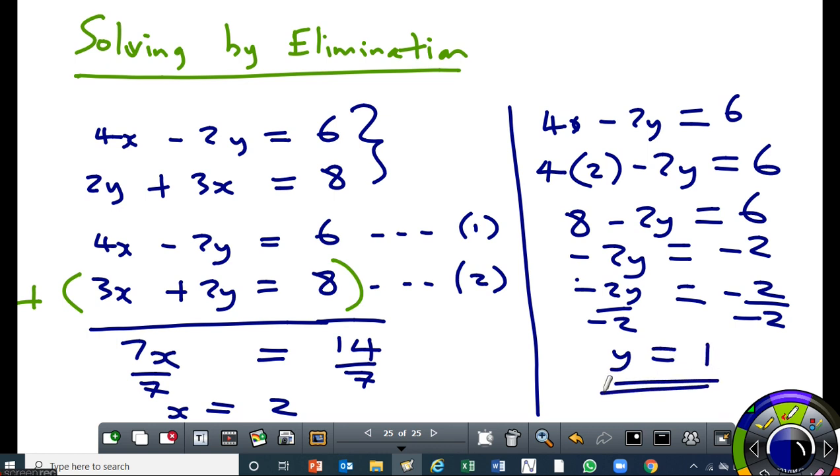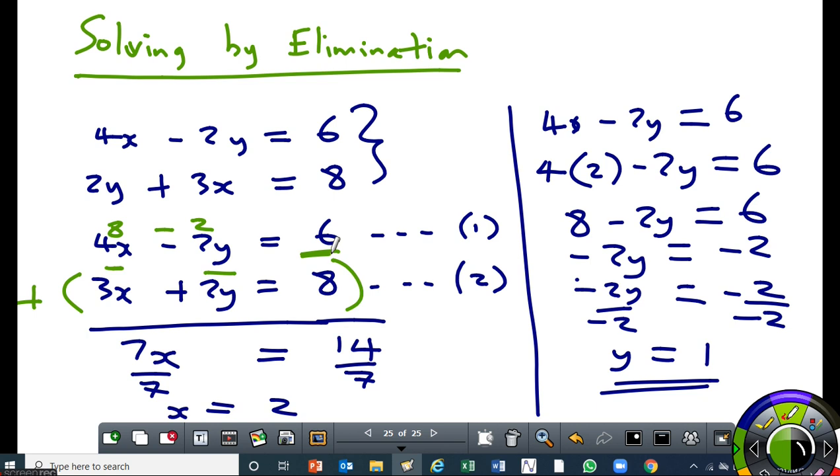And you can test these answers. You can test them if they are correct. Let's just do a quick test. If you go back to equation 1 here, if I put x equal to 2 here, I'll get 4 times 2, which is 8. If I put y equal to 1 here, minus 2 times 1 will give me minus 2. 8 minus 2 gives me 6. So sometimes you might need to check your answers too. If your answers are correct, then they will make the equation a valid equation.